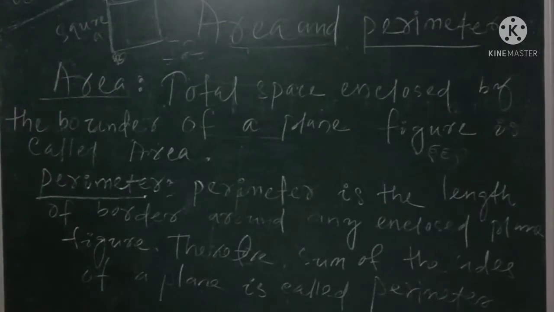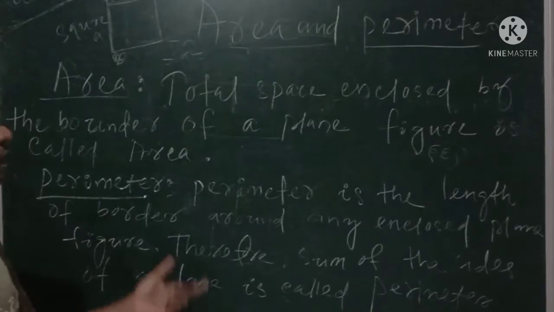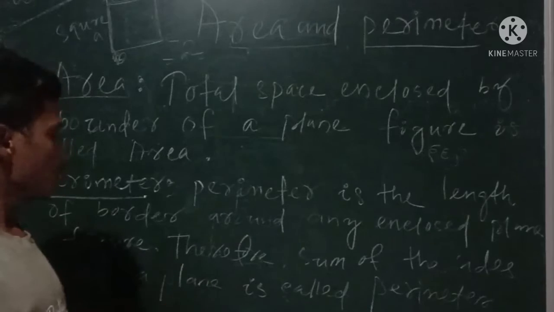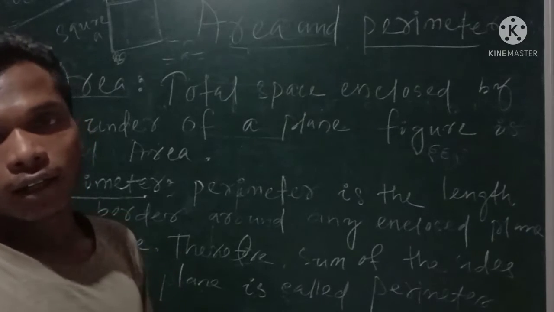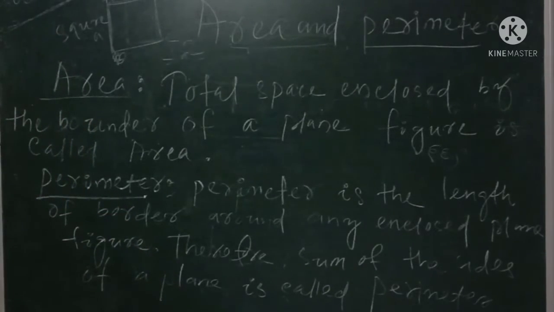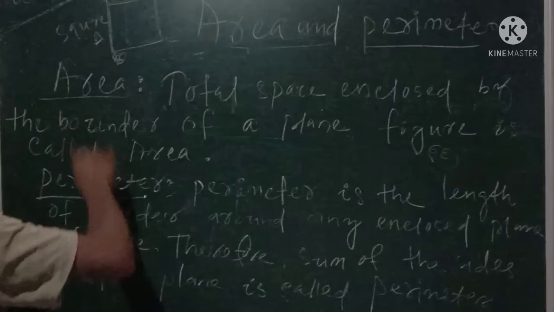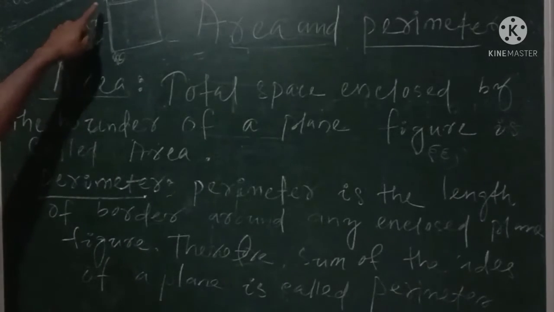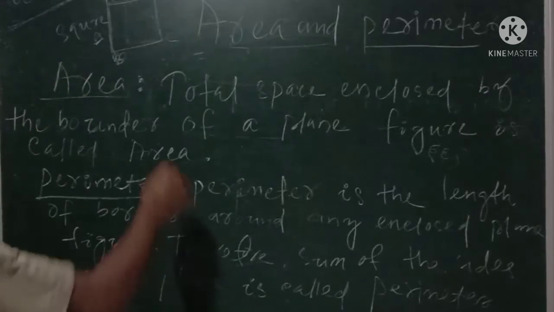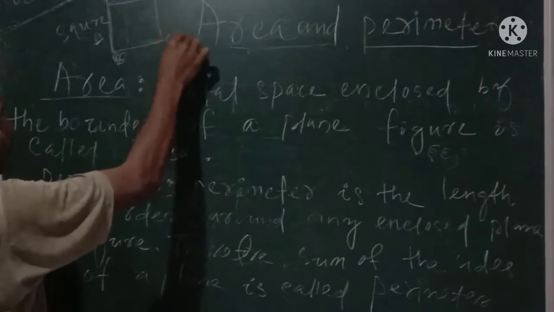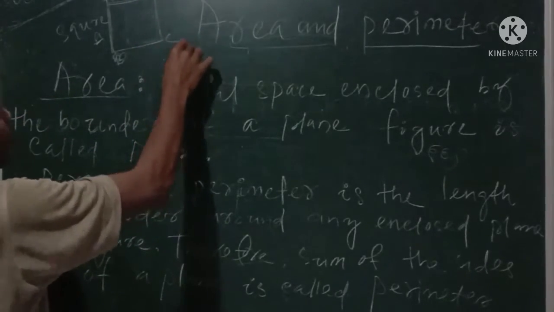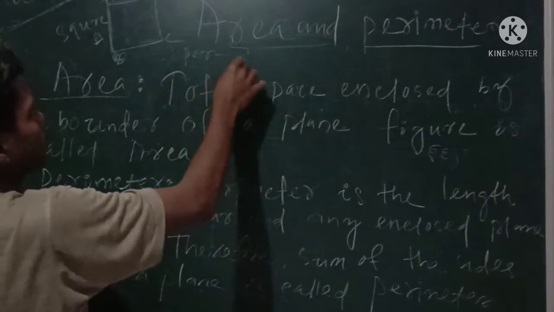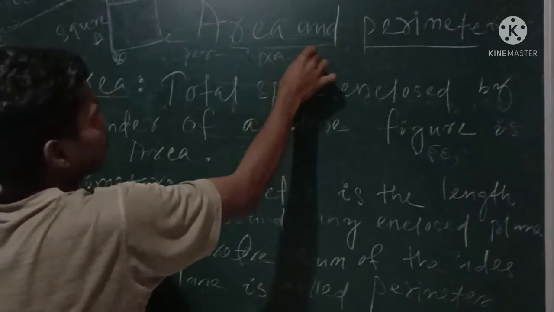You call it area. So what is the perimeter? Perimeter is the length of the border around any enclosed plane figure. Therefore, the sum of the sides of a plane figure is called the perimeter. If this side has length a, what is the perimeter of the square? It is 4 into a, equal to 4a.